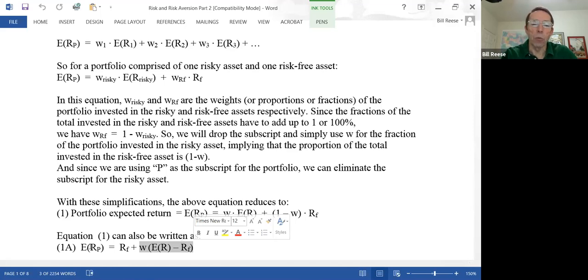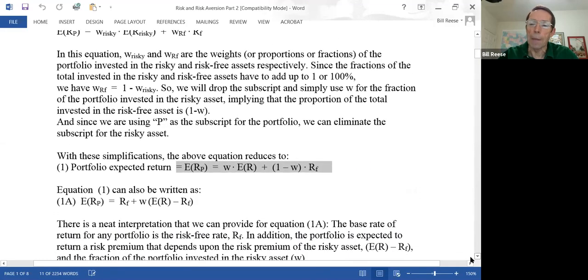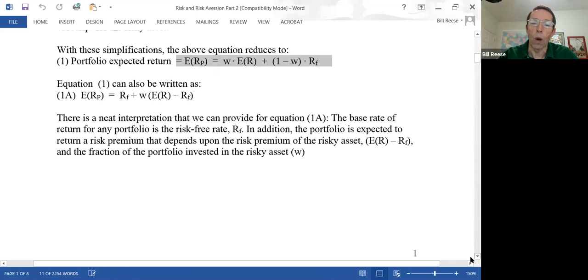So the expected return for our portfolio is this risk-free rate of return plus the risk premium, which is the weight on the risky asset times the risk premium for the risky asset. And you can take a look at this right here. If you want to do the math, you can see that algebraically it's equivalent to this. You can just rearrange it a little bit and you'll be able to get 1a. So equation 1 and 1a are both giving us the expected return for our portfolio, but sometimes it'll be a little bit more helpful to use equation 1, and sometimes a little bit more helpful to use equation 1a.